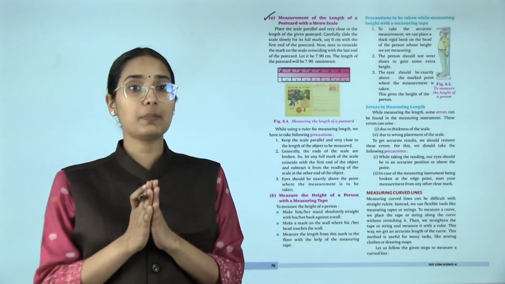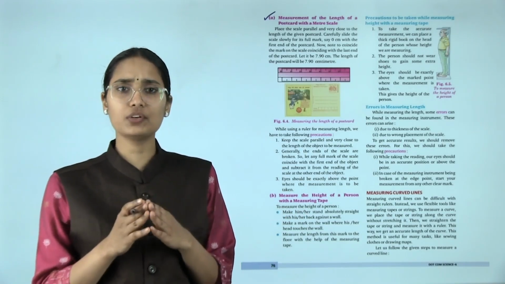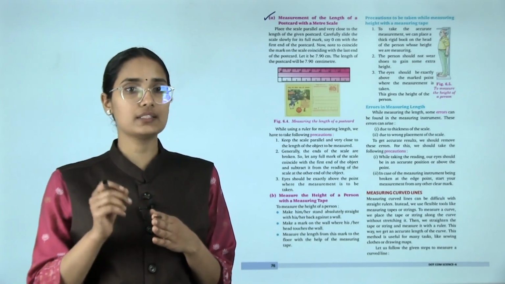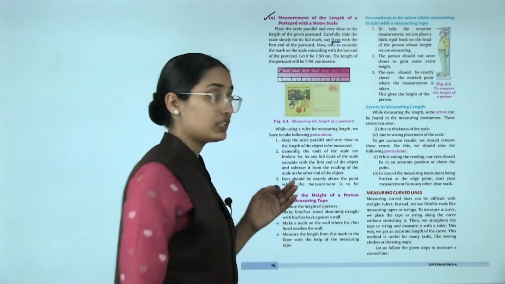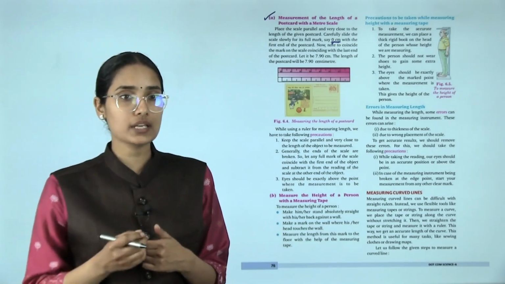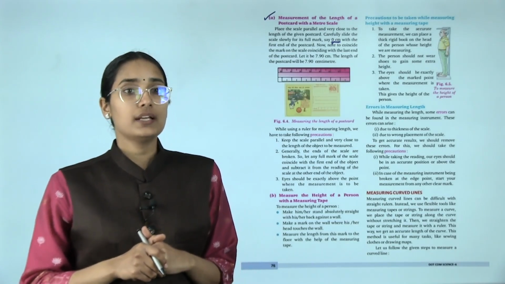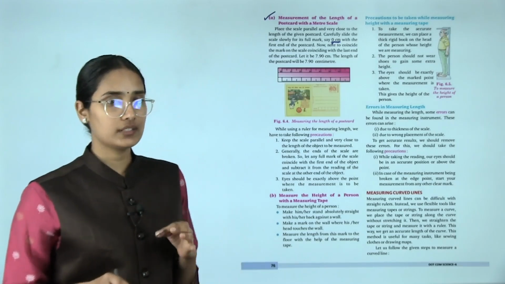Place the scale parallel and very close to the length of the given postcard. Carefully slide the scale slowly so that its full mark, say 0 centimeter, coincides with the first end of the postcard. Now, note the mark on the scale coinciding with the last end of the postcard. Let it be 7.90 centimeter. The length of the postcard will be 7.90 centimeter.